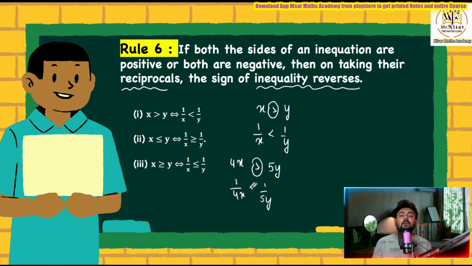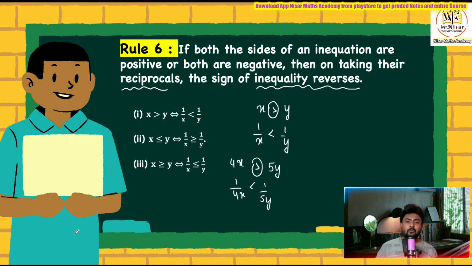Then rule number 5, if you change the sign of both the terms on both the sides of an inequation, the sign of inequality reverses. And rule number 6, if you take the reciprocals of both the terms on both the sides of the inequality, the sign reverses. I hope the concept is quite clear to you and you are able to understand each and everything. So with all these rules, let's dive into the world of exercise. Let's solve a few questions related to linear inequations from the exercise.